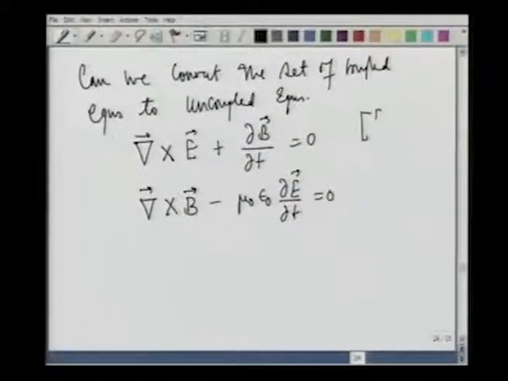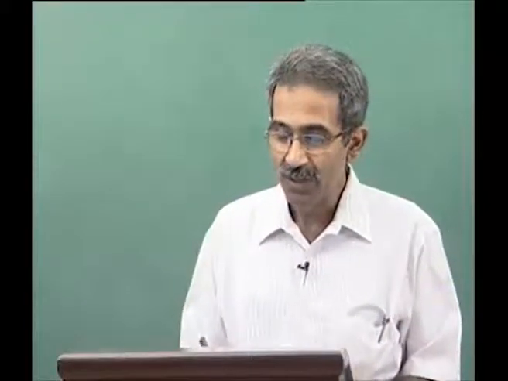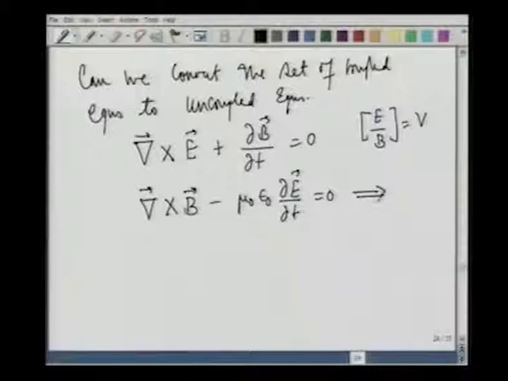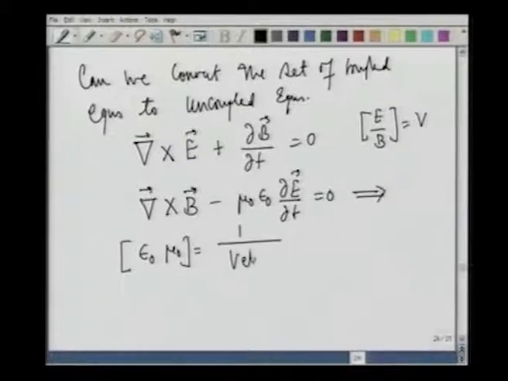My dimension of E by B is the velocity. Remember the Lorentz force expression. E has the same dimension as vB. Therefore, E by B has the dimension of v. Therefore, this implies my dimension of epsilon naught mu naught is 1 over velocity squared. Now, if I have a 1 over velocity squared, what is that velocity?